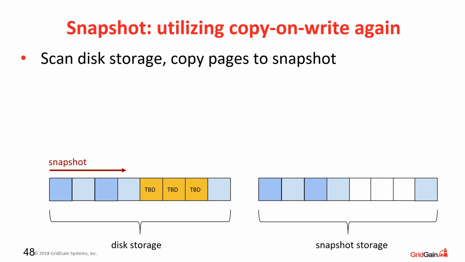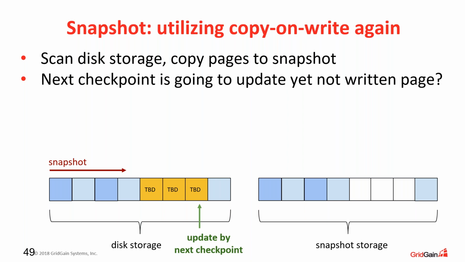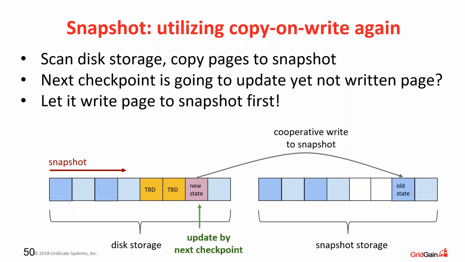let's discuss how it's implemented. There is a snapshot thread that scans disk storage and writes TBD pages. TBD pages are pages that were clean at the moment of checkpoint. And in case the next checkpoint has come and it's going to update a page that is not written yet, we'll just force it to write the old state of the page to the snapshot.